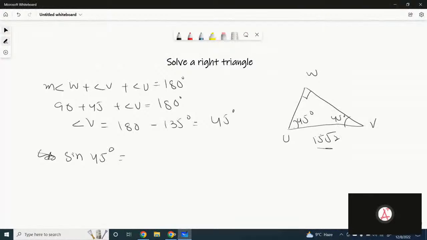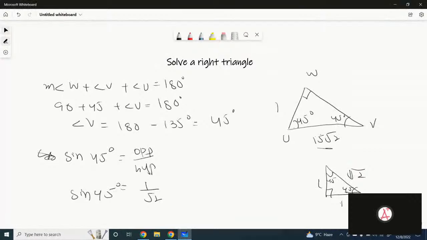So when you have the 45, 45, 90 special triangle, the sides are 1, 1, and square root 2. So sine 45 equals opposite divided by hypotenuse. For this special triangle, it would be 1 divided by square root 2. So now you can solve this triangle. Sine 45 is 1 over square root 2.